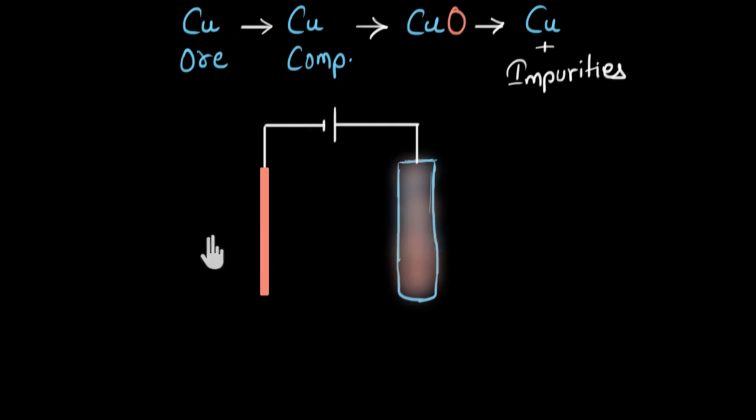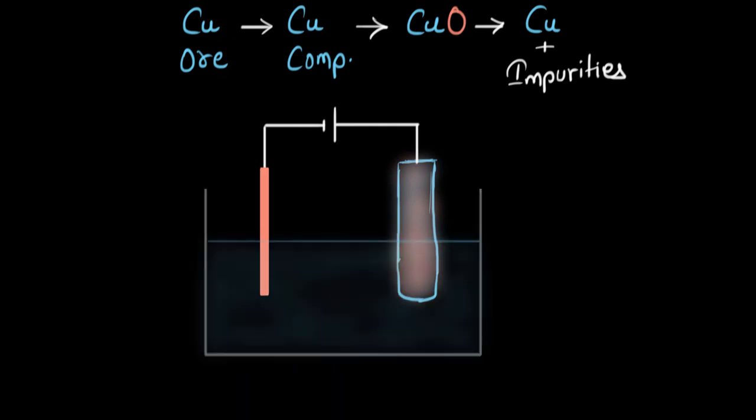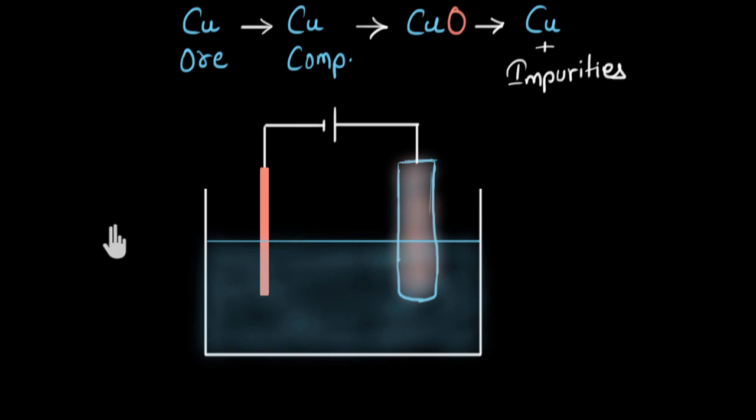Now I'm going to dip these electrodes in the solution of the salt of the same metal. For example, here the metal is copper. So I'm going to take the solution of copper salt. Here I'm taking copper sulfate. Okay. Do not take any other metal salt. Only take the same metal salt that is being refined.